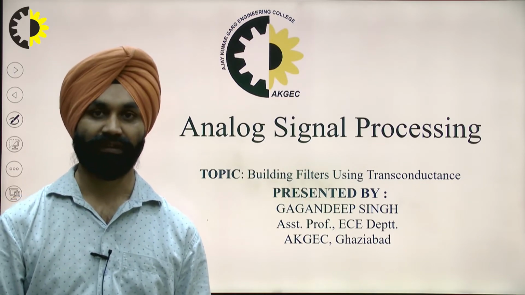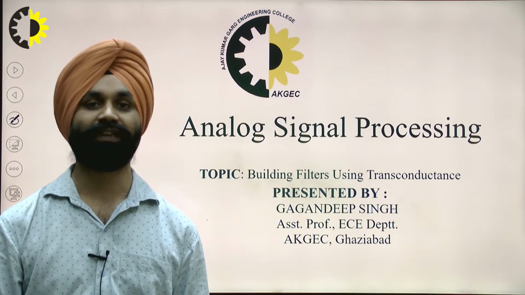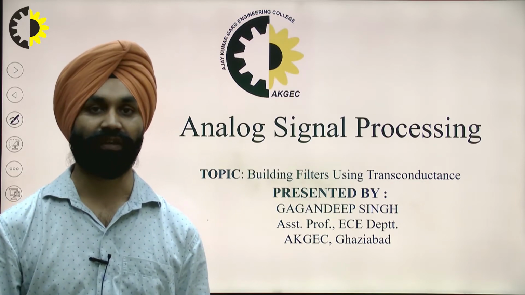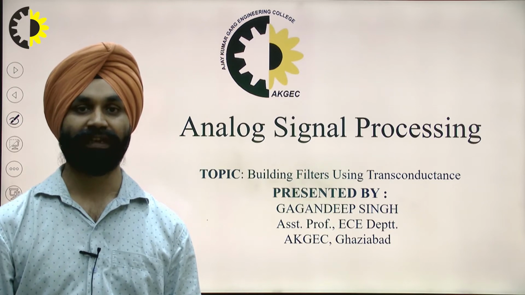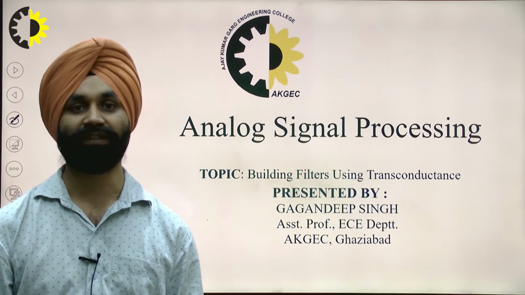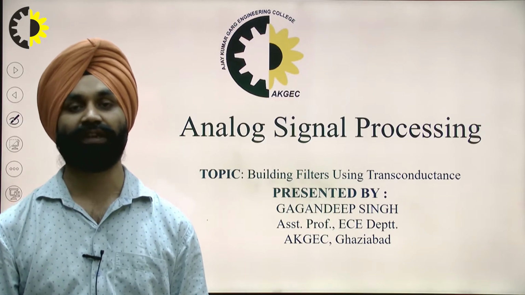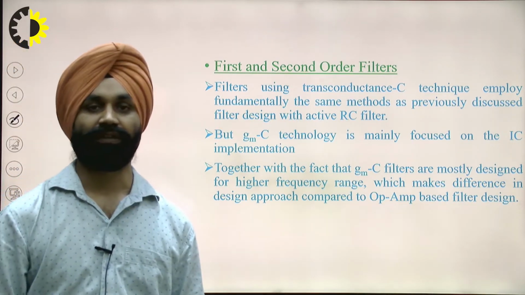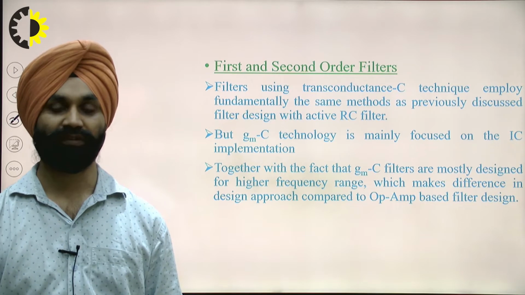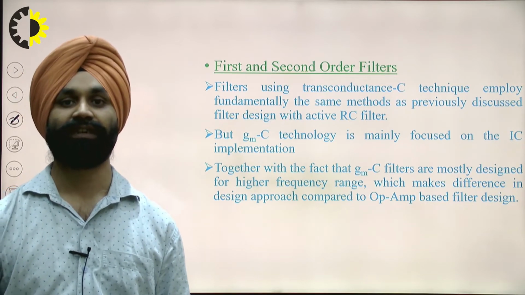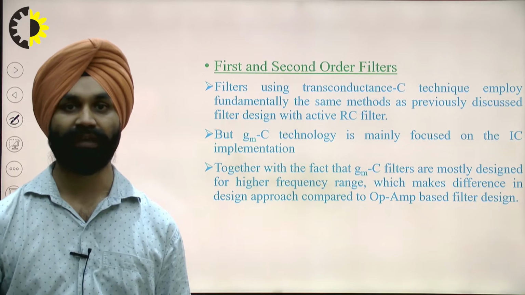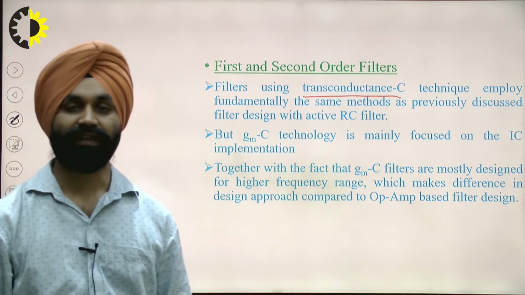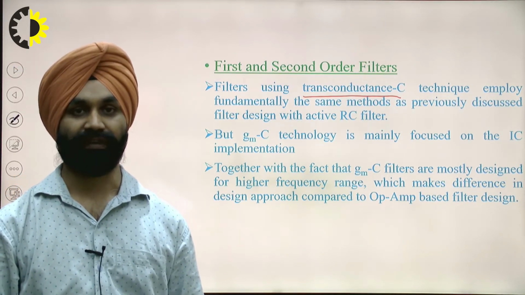In the previous unit, we have seen that transconductance can be used to create all types of filters, first order, second order, and the higher order filters. In this lecture, we will see some of the aspects of building filters using transconductance. First of all, we have seen that the transconductance is combined with capacitor to make the transconductance-C technique, which can create all types of RC active filters.